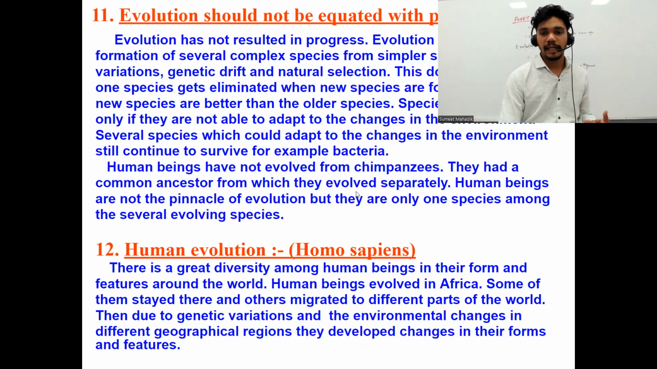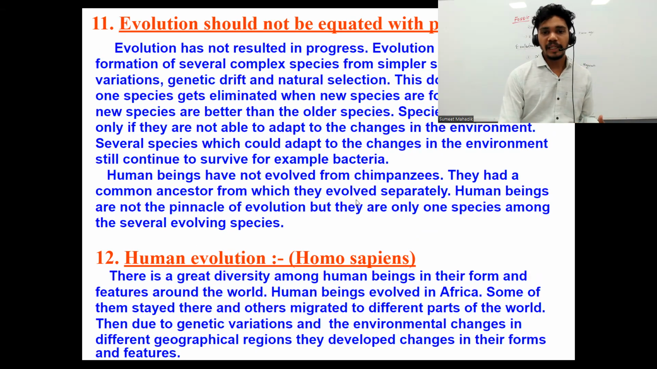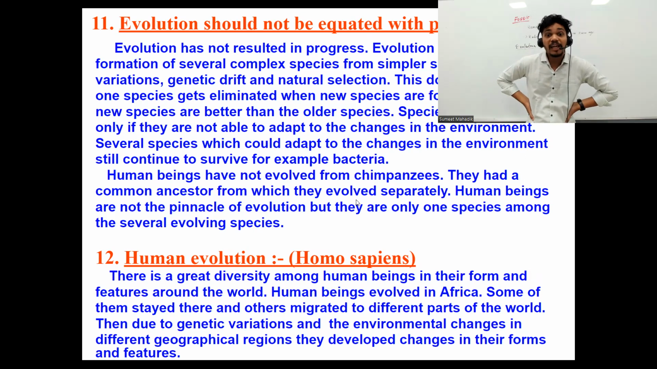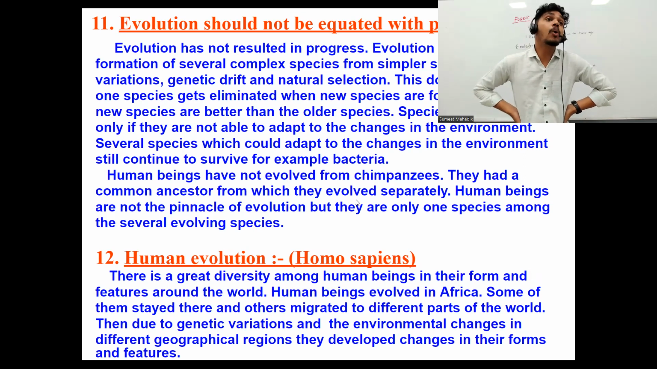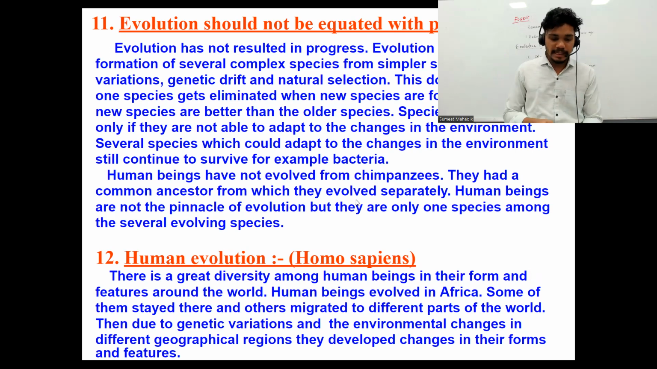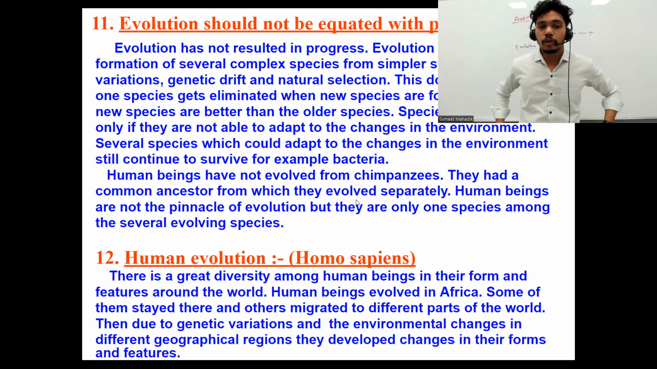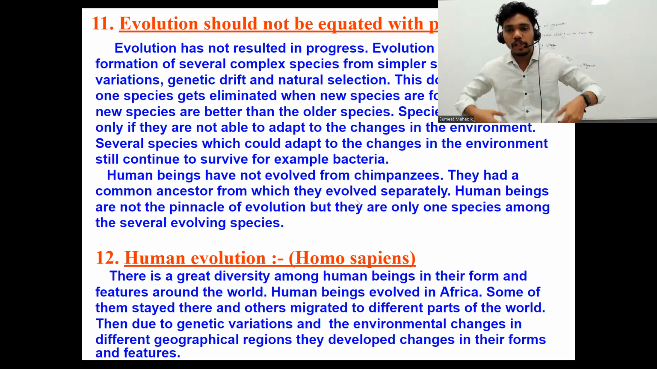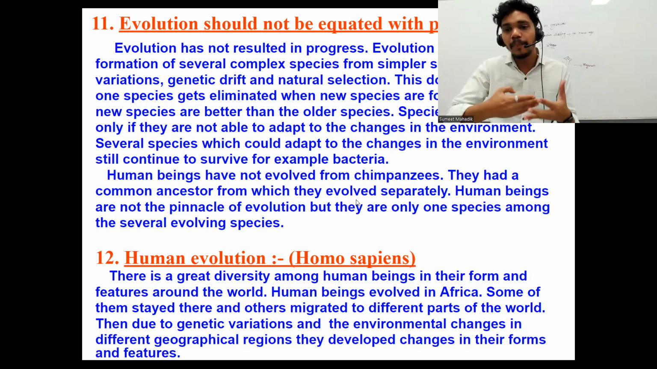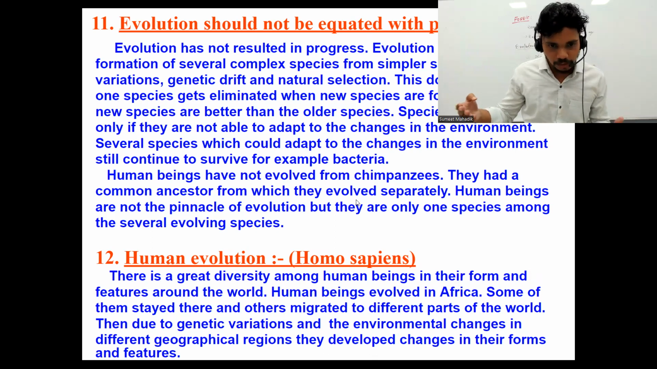The last point that I want to read for you: evolution should not be equated with progress. What is evolution? A slow and gradual change. It can't happen very easily. That is a more important point. So evolution has not resulted in progress. Evolution has resulted in the formation of several complex species from simpler species, through variation, right?